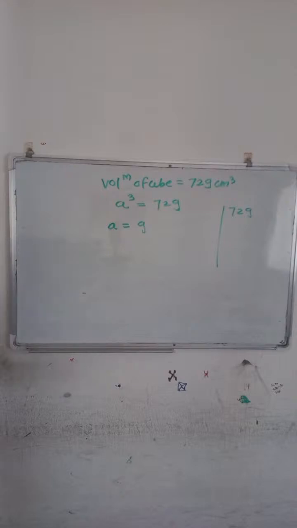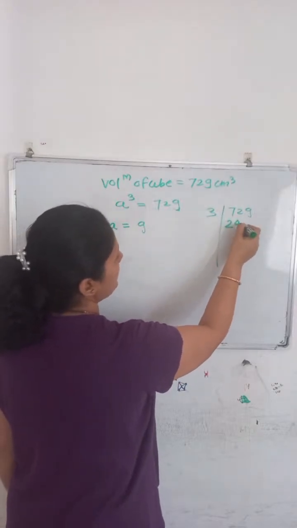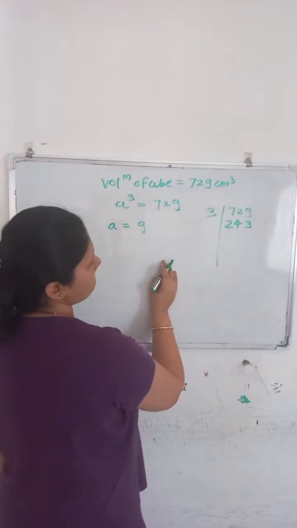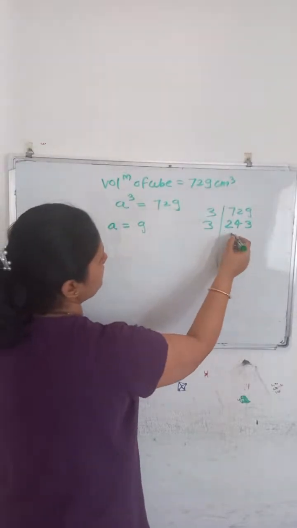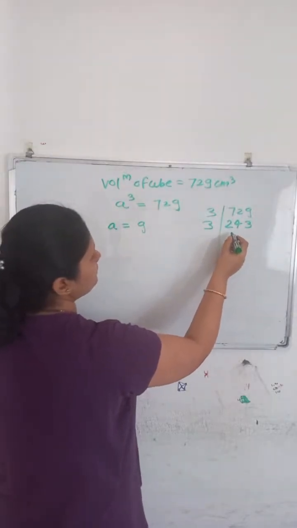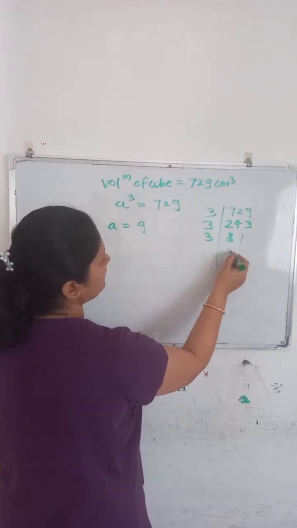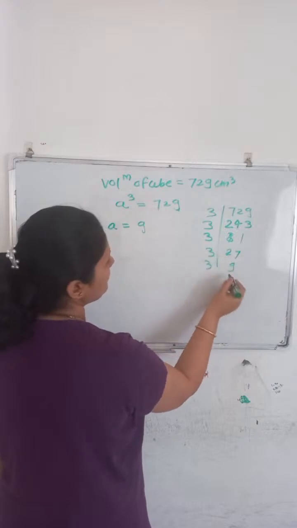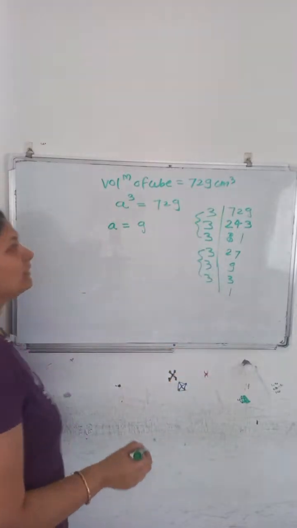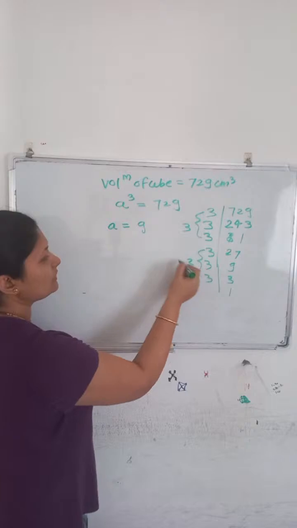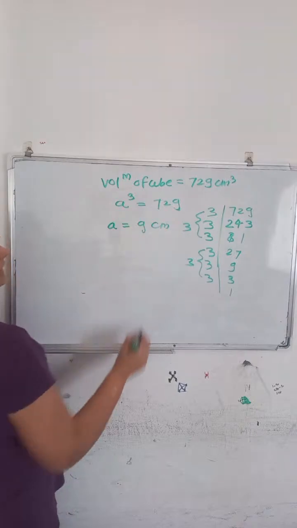If you start with 3, then 3 2s are 6, 3 4s are 12, 3 3s are 9. Then again if you start with 3, 3 27, 3 9, 3 3s are 9, 3 1s are 3. So if you collect the triplets, then here you will get 3 into 3, that is 9. So I will get one side of the cube is nothing but 9 centimeter.